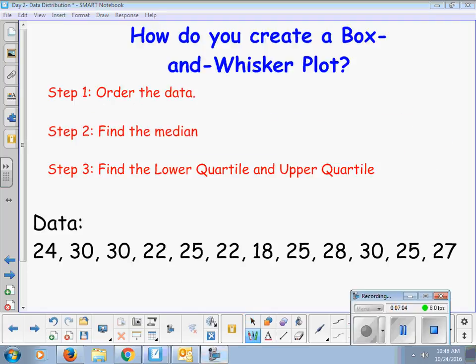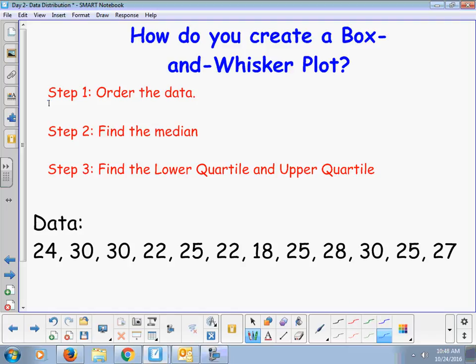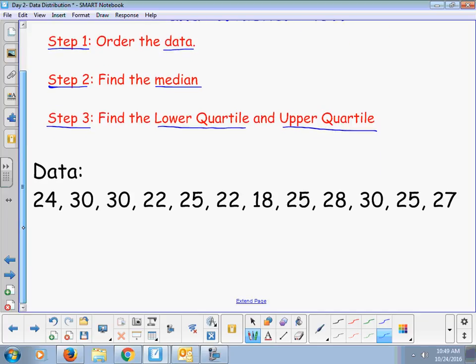So we are going to break down creating a box and whisker plot step by step. Step 1 is to order the data. Step 2, you are going to find the median. And step 3, you're going to find the lower quartile and the upper quartile. Your notes are broken up into 2 sections. The left-hand side is where you're going to write down your steps. The right-hand side is where you are going to actually complete each step. So make sure you're filling in both sides of your notes.